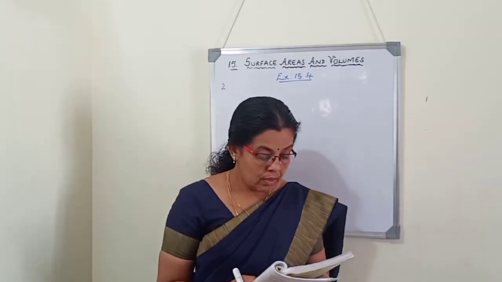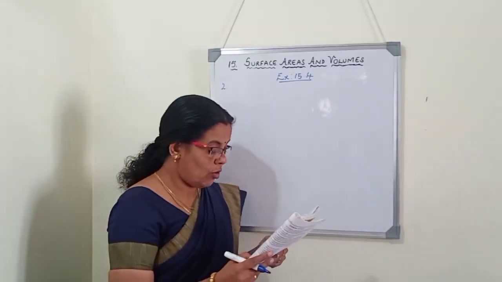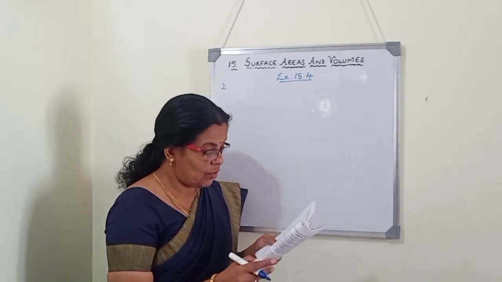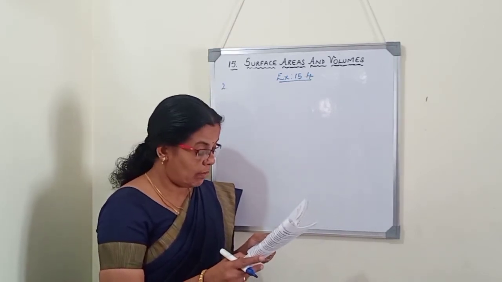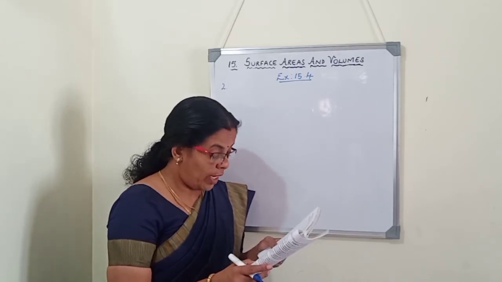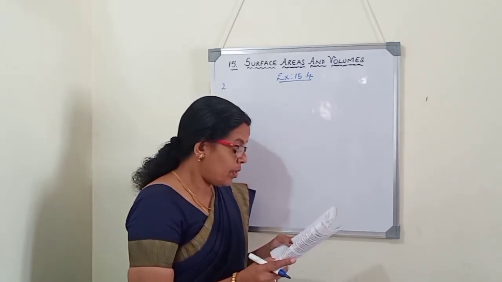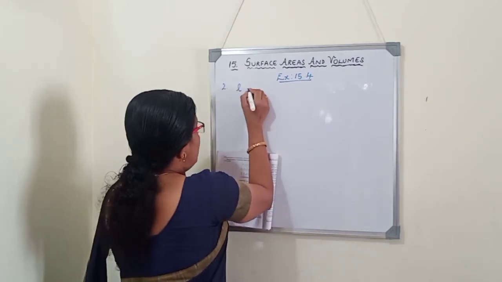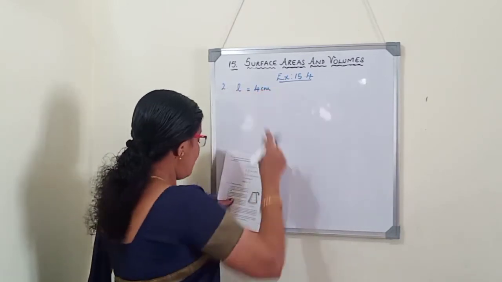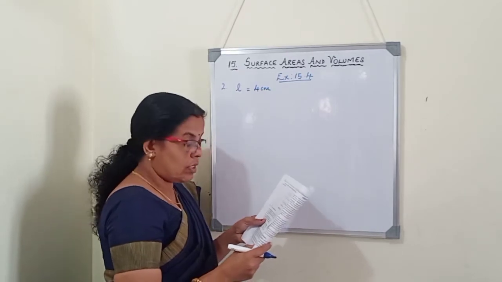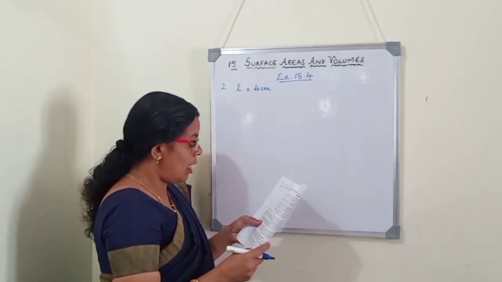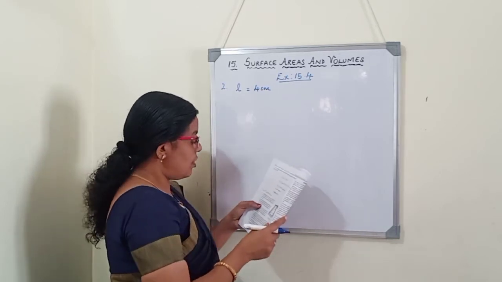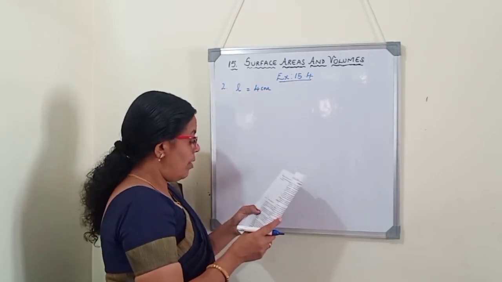Second question. The slant height of a frustum of a cone is 4 centimeter and the perimeters, that is circumferences of its circular ends are 18 centimeter and 6 centimeter. Find the CSA of the frustum. The slant height of the frustum of a cone is 4 centimeter. Slant height is L, 4 centimeter, and the perimeters or circumference of its circular ends are 18 and 6. There are two circular surfaces, so there are two circumference or two perimeters.